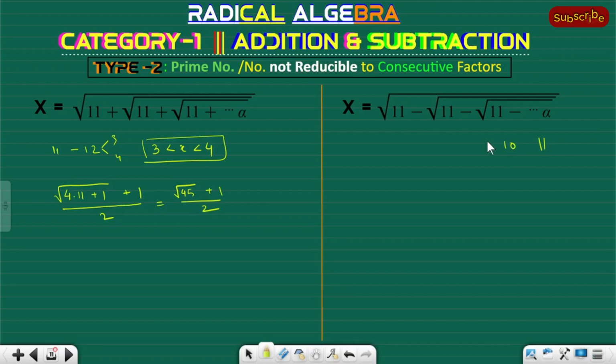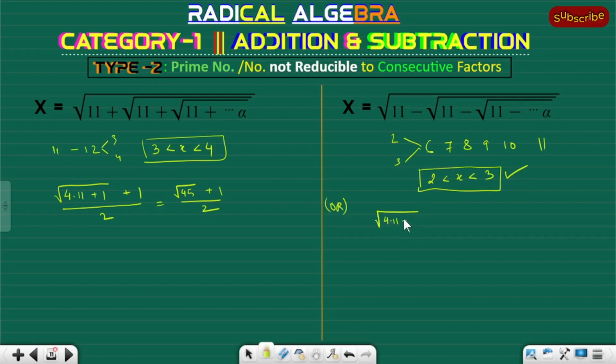Here 11 will go down by 10. No consecutive factor. 9, no consecutive factor. 8, no consecutive factor. 7, no consecutive factor. 6, we have 2 and 3. So the answer lies between 2 less than x less than 3. This is the answer. Or root over 4 into 11 plus 1. Here it will be minus because it is minus here. It will be minus 1 by 2. The answer would be root 45 minus 1 by 2.